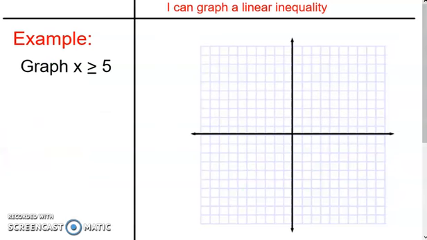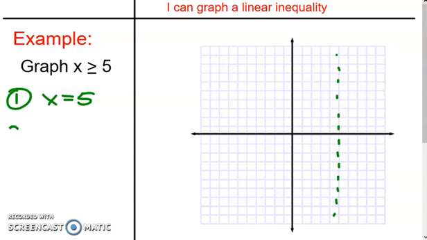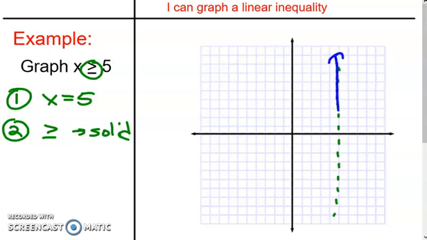One more special case is x equals 5. 1, 2, 3, 4, 5. So this is x equals 5. When I ask myself if it's dotted or solid, well, it's greater than or equal to. So this time, this one is solid. So another special case with the vertical and horizontal lines.